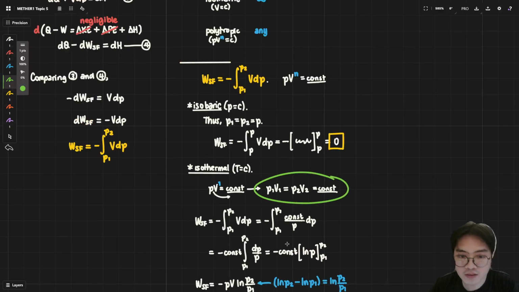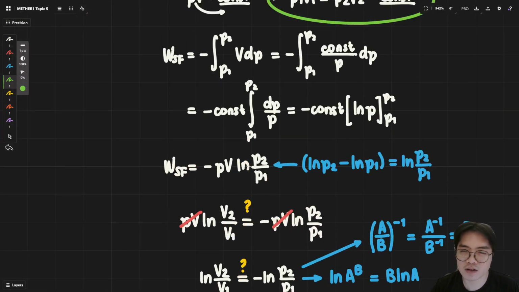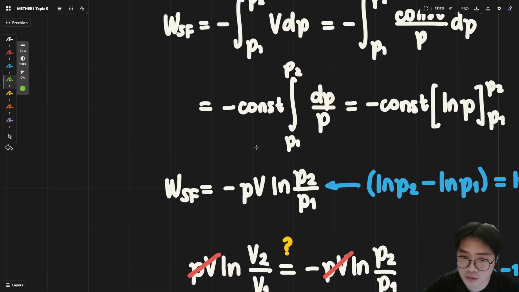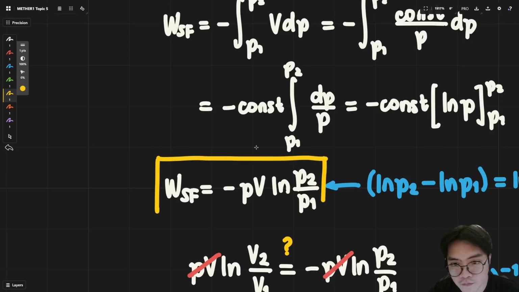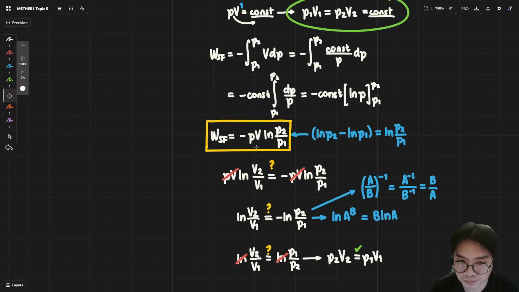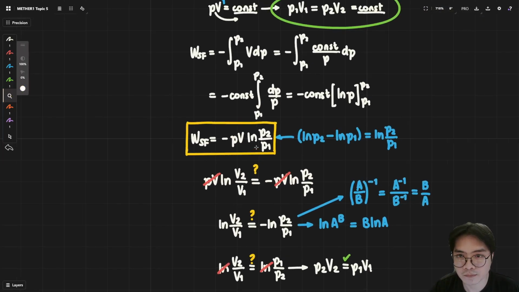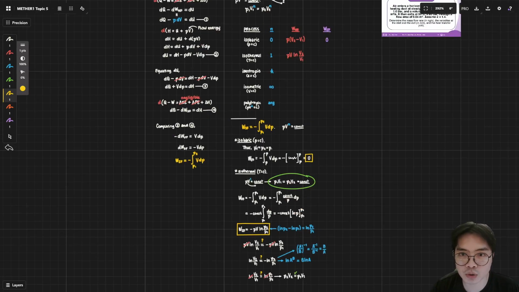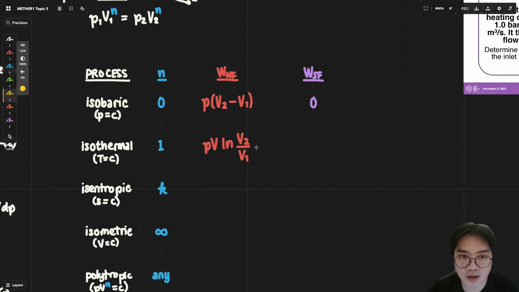And so both of these forms are possible, right? Both of these are usable not only for steady flow systems, but also for non-flow systems. This is still valid for a non-flow system. Say, for example, you only have P1, P2, and V1. You can still solve for your work non-flow. Okay? That is for an isothermal process.